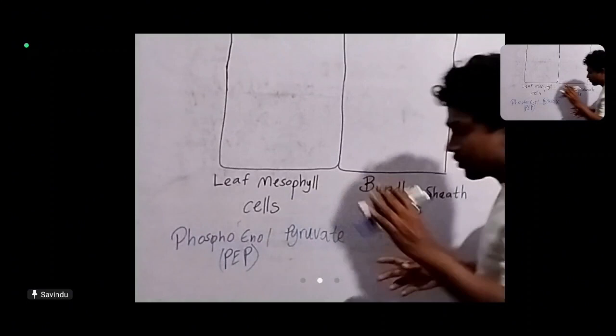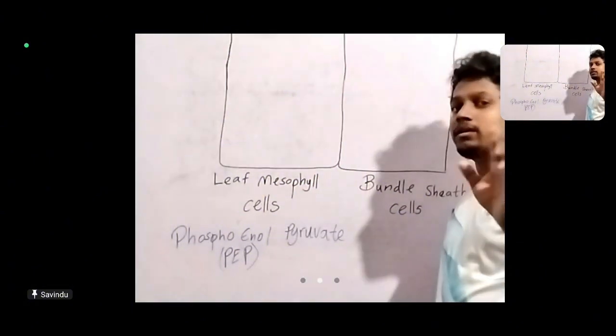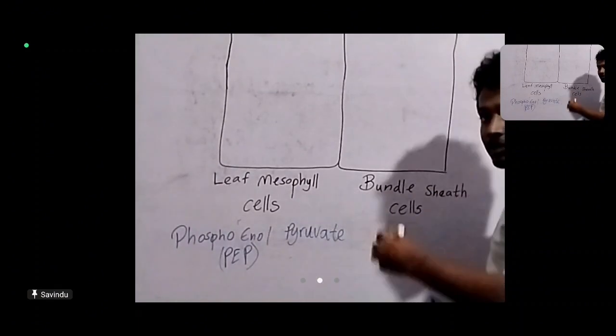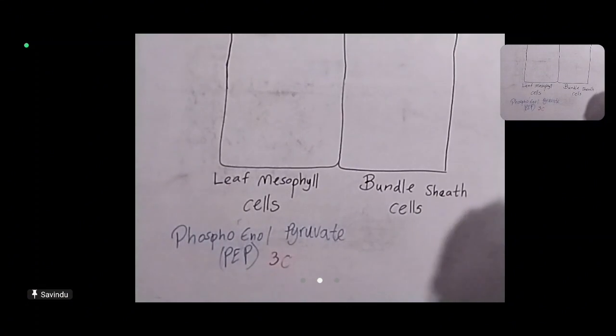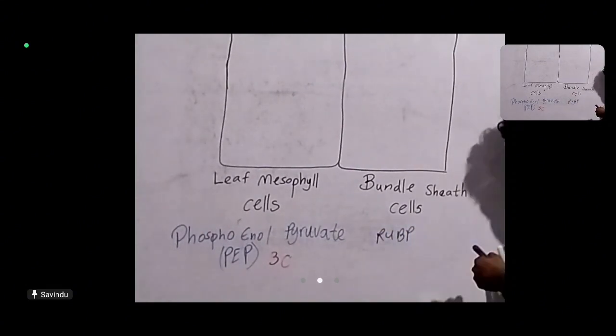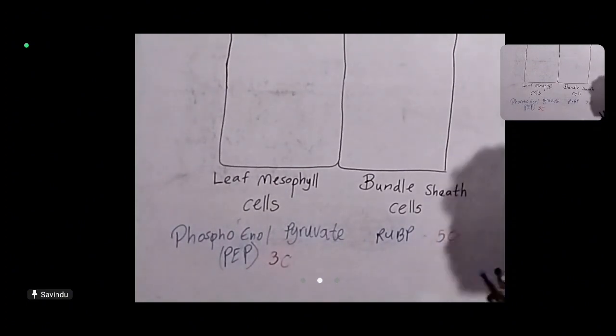Phosphoenol pyruvate is a 3-carbon molecule. That is the first change. It has only 3 carbons. But in RuBP, there were 5 carbons. Here only 3 carbons.